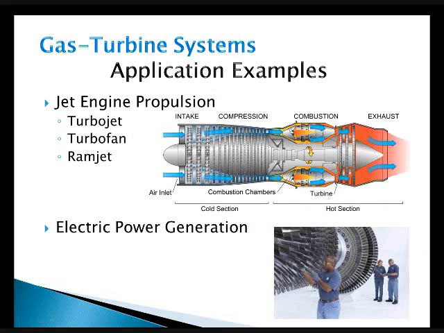Other examples of the types of applications that you could use for gas turbines are jet engine propulsion systems. Shown at the top here, you have the examples: turbojet and turbofan and ramjet, and electric power generation systems with much bigger compressors and turbines. So that's one application that ThermoFlo can be used for.